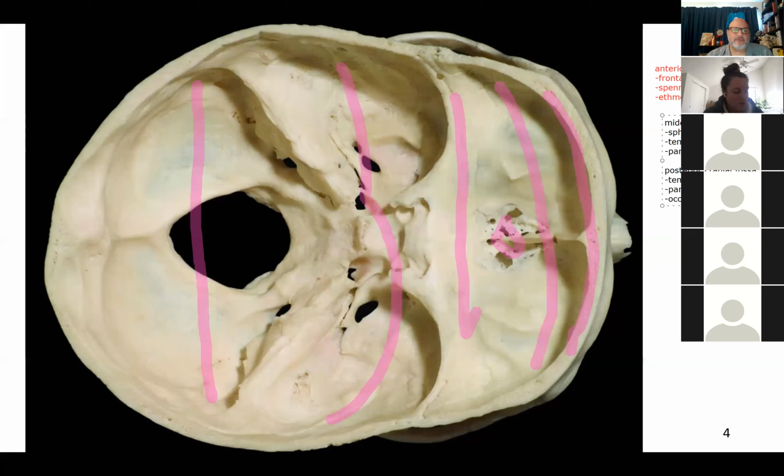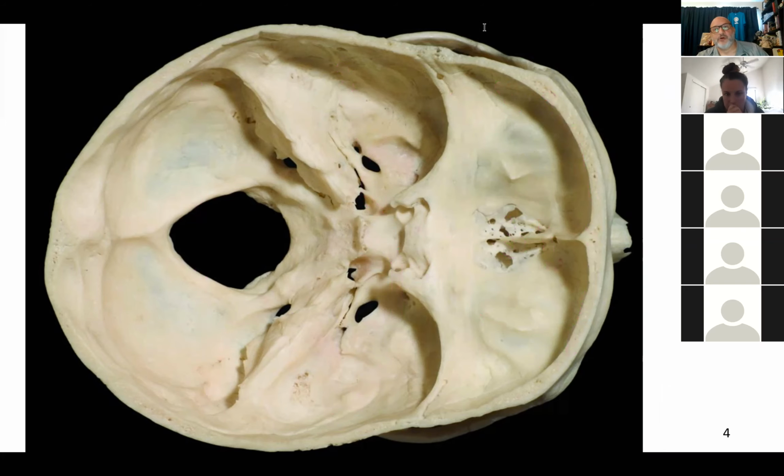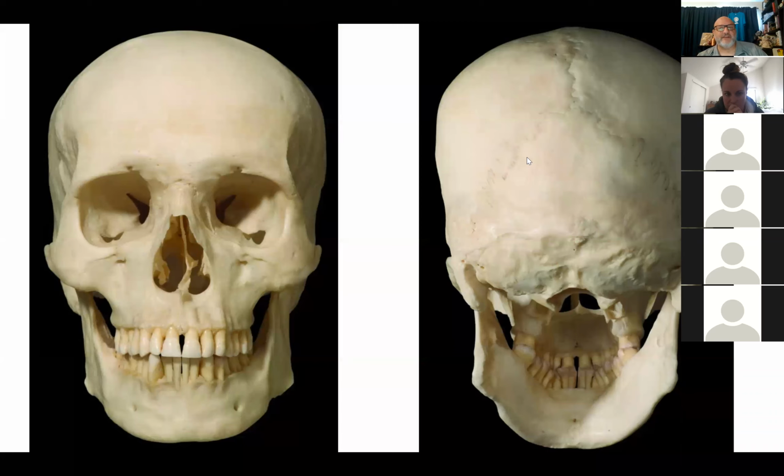Does the parietal bone not have bone features, or we just don't have to know them? It doesn't have any bone features that you're responsible for. Every bone has bone features. You're just not responsible for them. Got it. But what you are responsible for with the parietal bone are the sutures that it forms.